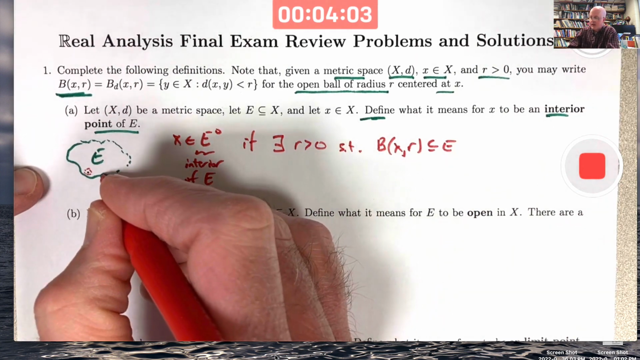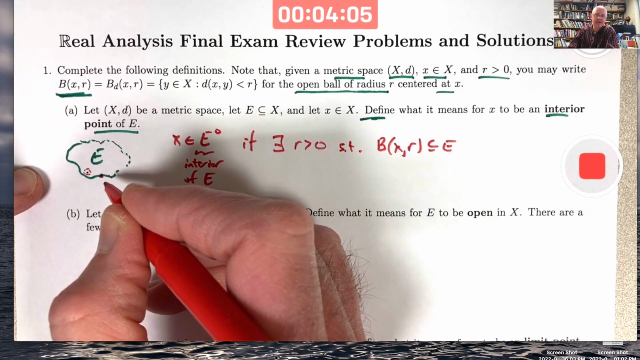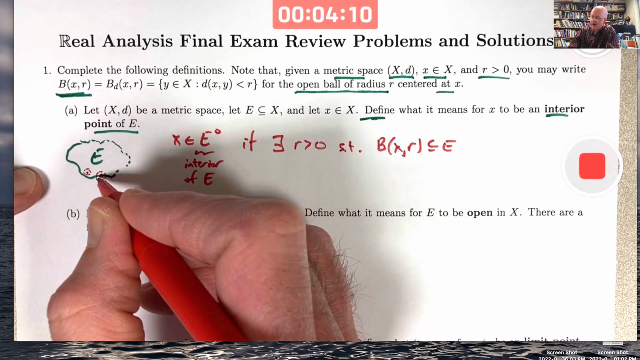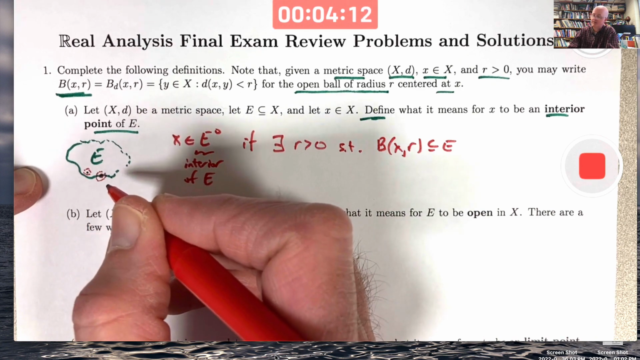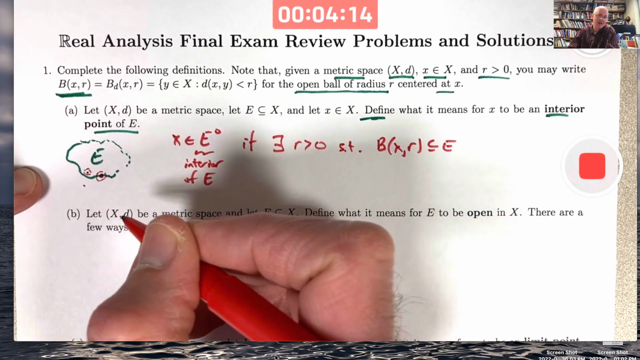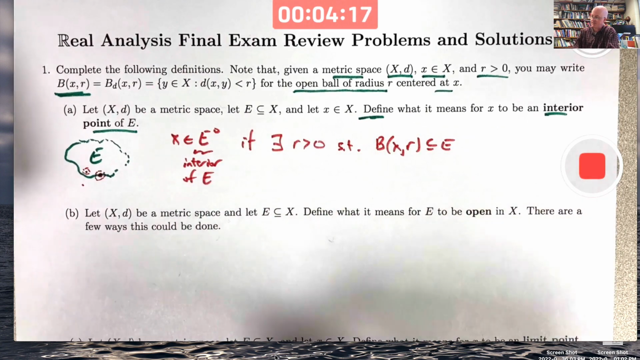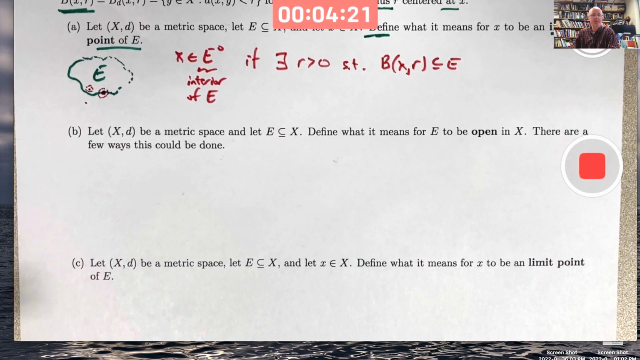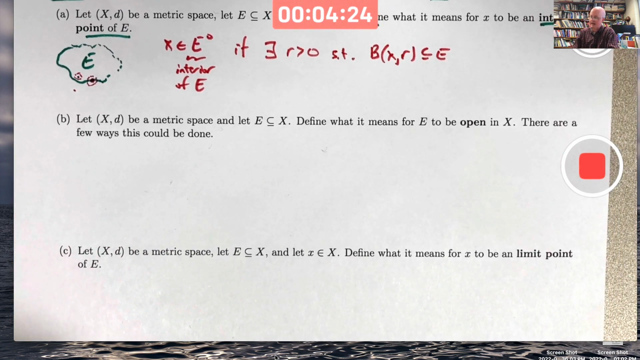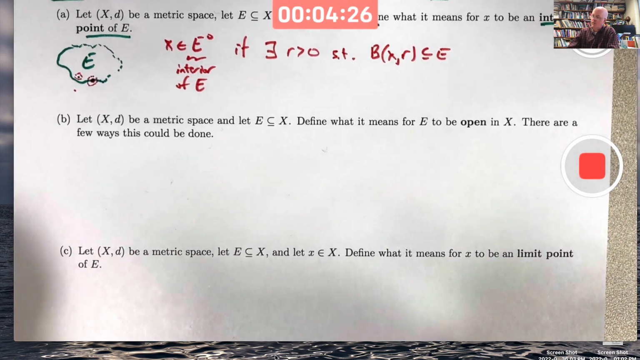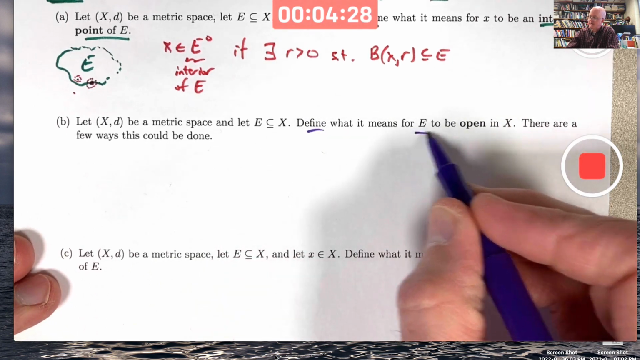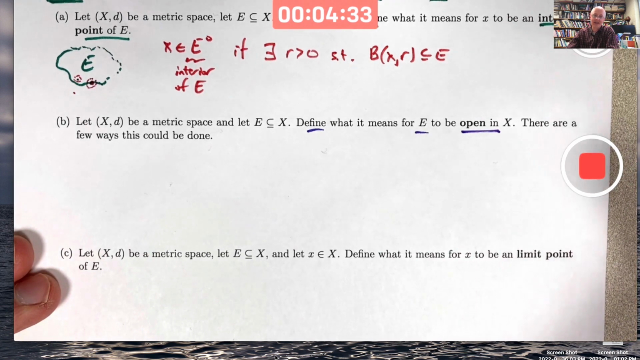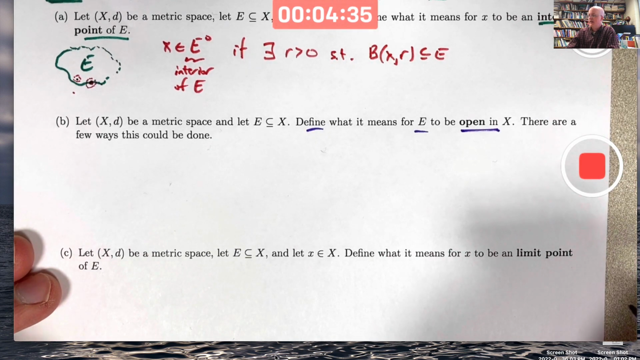However, a point on the boundary of E is not an interior point; no matter how small of a little open ball you make centered at that point, it's not going to be a subset of E. Likewise, a point outside of E will not be an interior point of E. Okay, so that's what it means to be an interior point. On to the next definition. Continuing in the same theme, we've got a metric space. We want to define what it means for a subset E of the metric space to be open in X. An open set is another way you could say that. Define that.